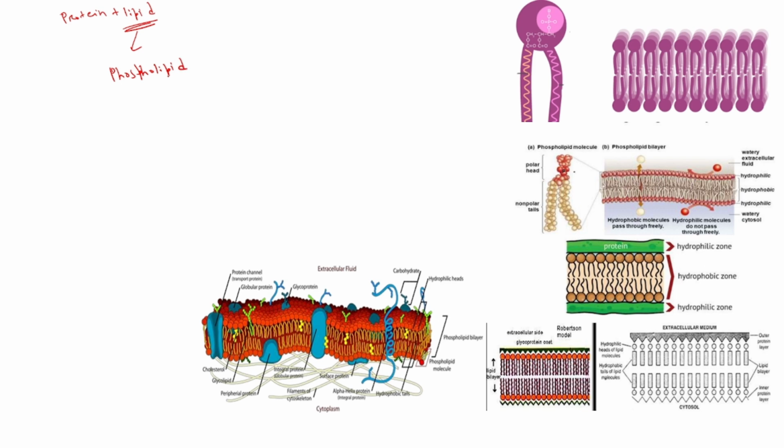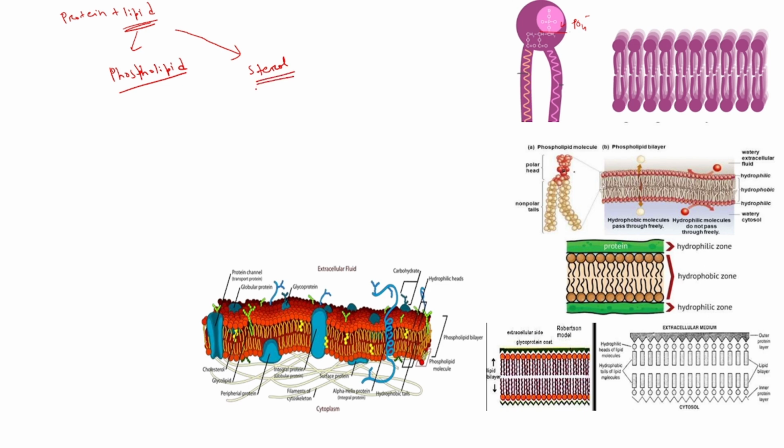Phospholipid. What is a phospholipid? It is a lipid in which the head part contains a phosphate group. Here the PO4, a phosphate group, is present. That's why it is called a phospholipid. Okay. So always in the plasma membrane, the lipid is the phospholipid, and another lipid is present. That is called the sterol.